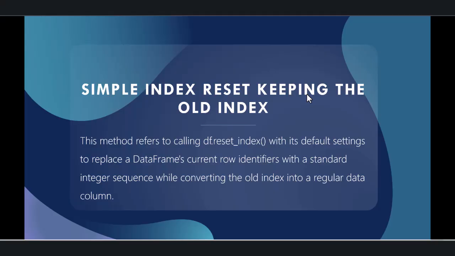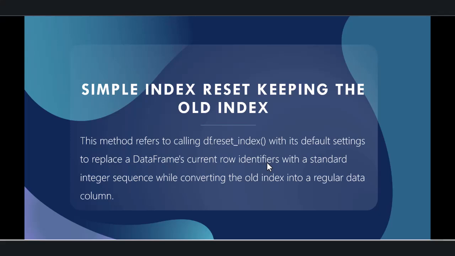Let's start with the first method, that is simple index reset, keeping the old index. This method refers to calling the df.reset_index method with its default settings to replace a DataFrame's current row identifier with a standard integer sequence while converting the old index into a regular data column. In this method, we will call the df.reset_index function. How will we call it? We will call it with its default settings to replace the DataFrame's current row identifiers.